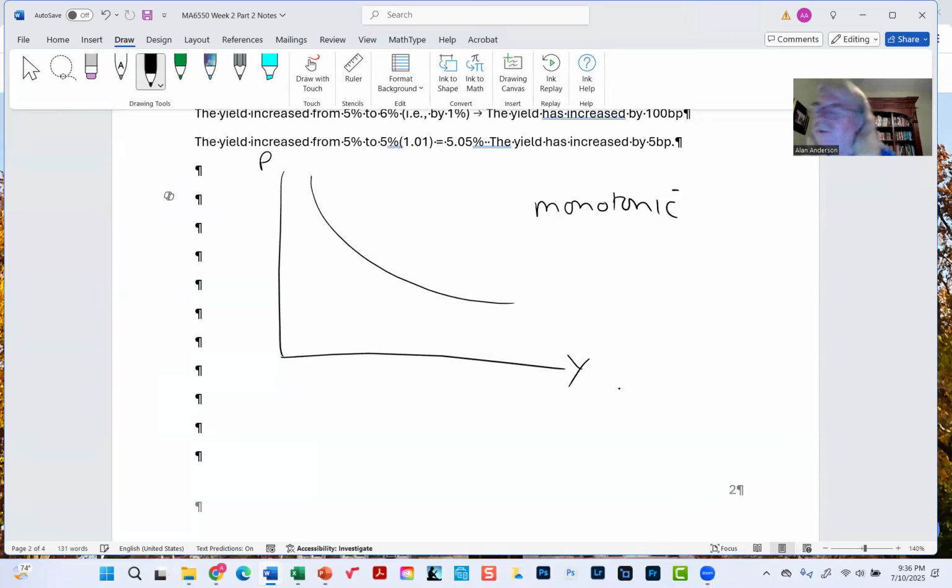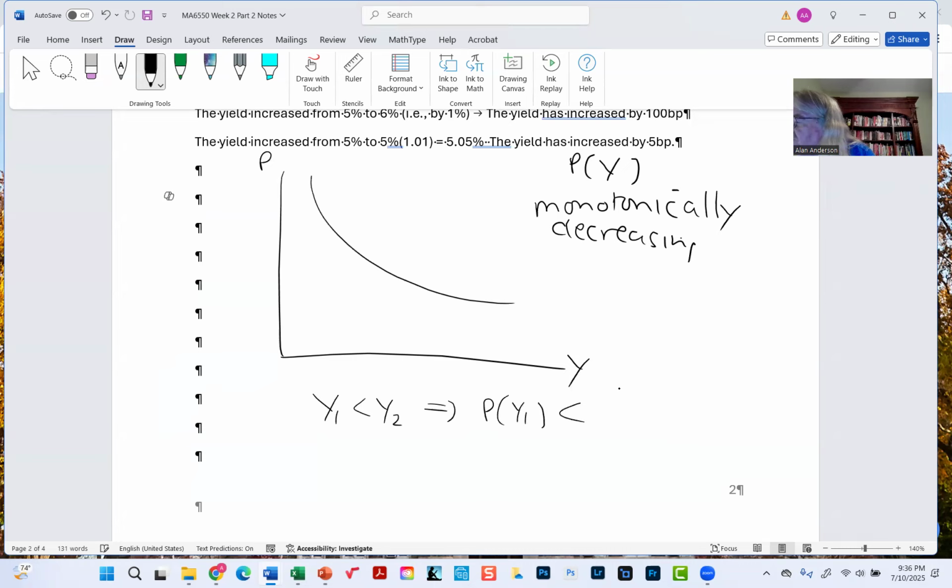Specifically, it's monotonically decreasing. So you can think of this as P of X, or P of Y, actually. The price of the bond as a function of its yield is monotonically decreasing. And that means that Y1 less than Y2 implies that P of Y1 is less than P of Y2 for all Y. No exceptions. Okay.